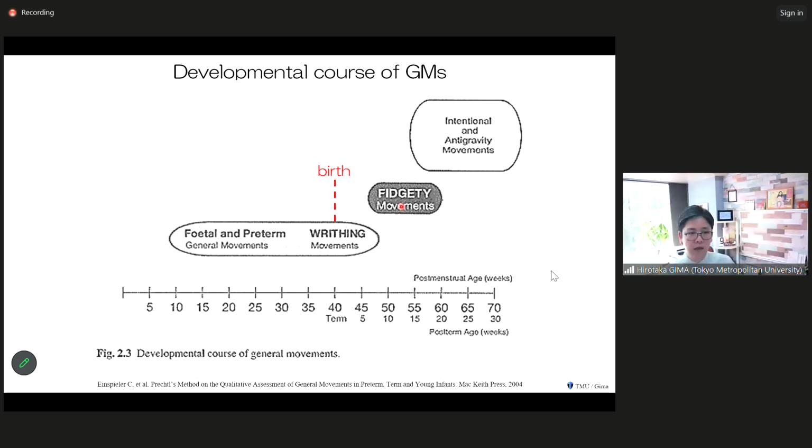There are numerous studies on the relationship between the GM quality and neurological deficit. In particular, previous studies have shown that evaluation of fidgety movements by the observation assessment predicts later neurological impairments.